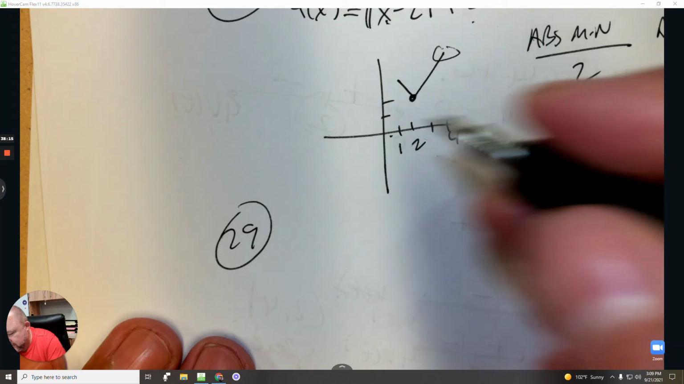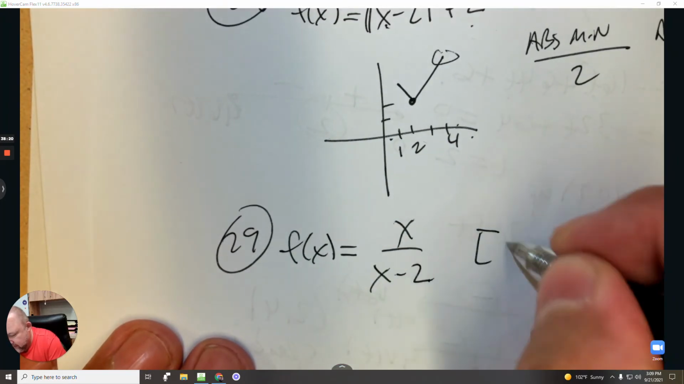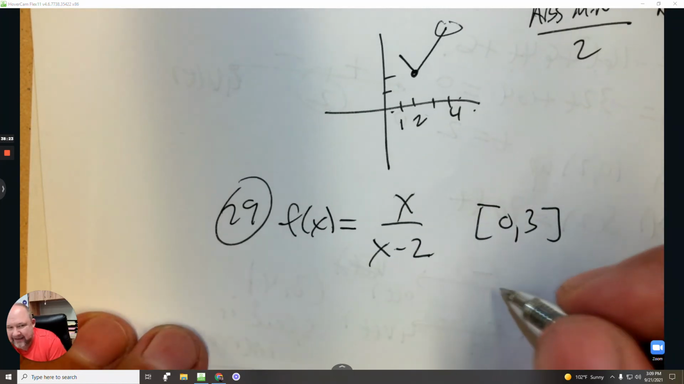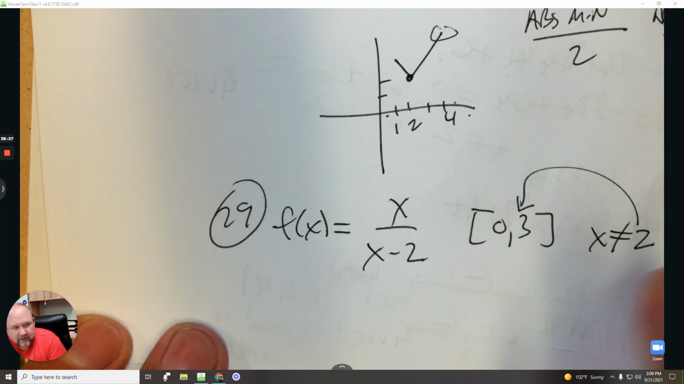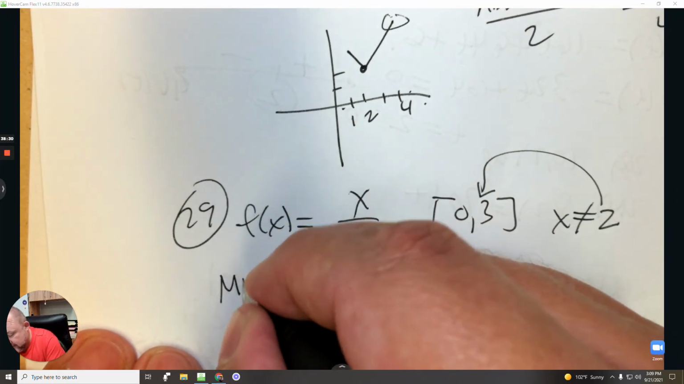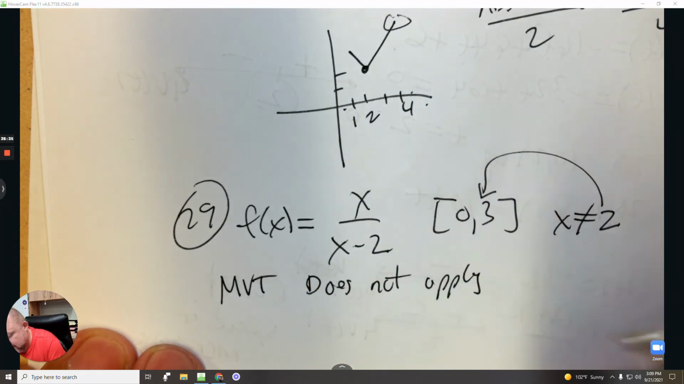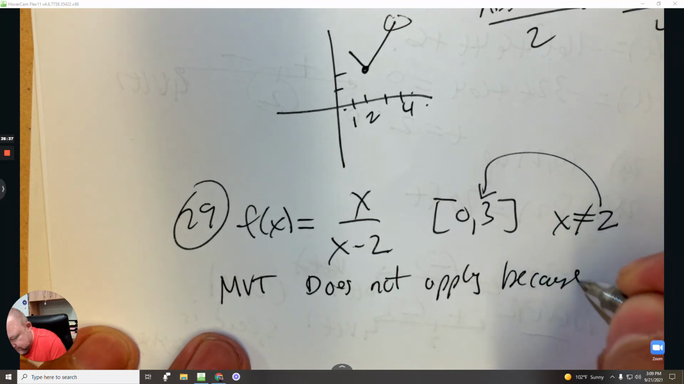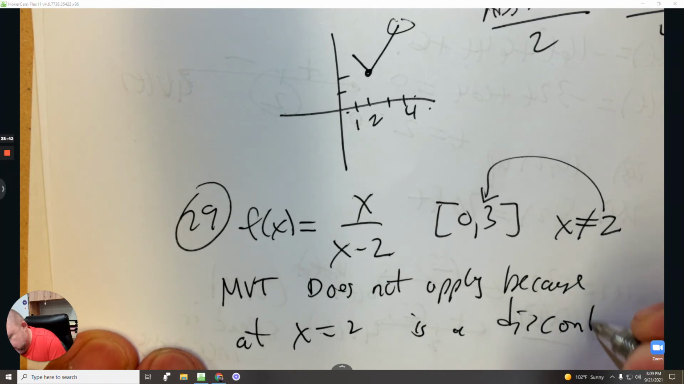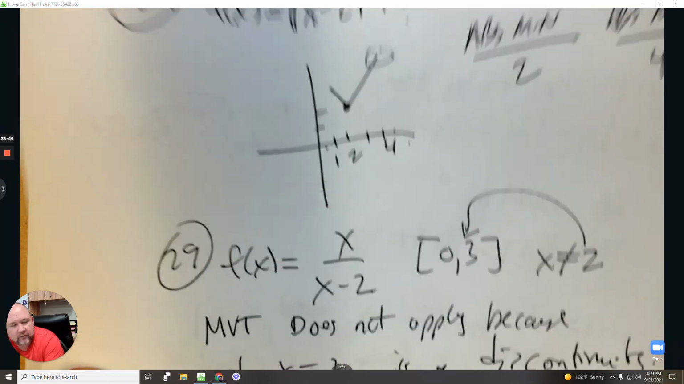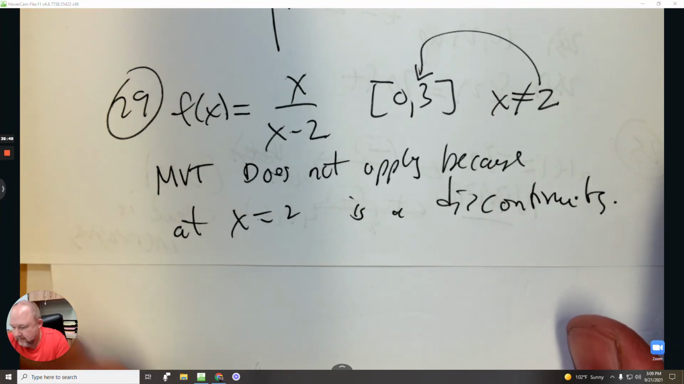Can the mean value theorem apply? So we have f of x equals x divided by x minus 2 from 0 to 3. Does the mean value theorem apply? Well, there's a discontinuity at 2, which is in the middle of that interval, so no. So the mean value theorem does not apply. Why does it not apply? So at x equals 2 is a discontinuity. That's why.